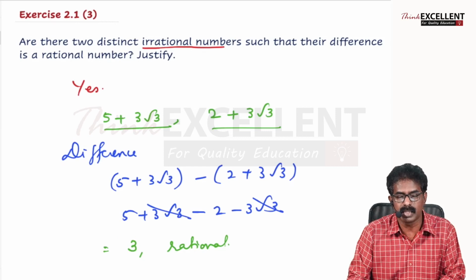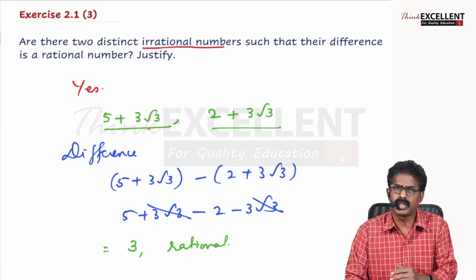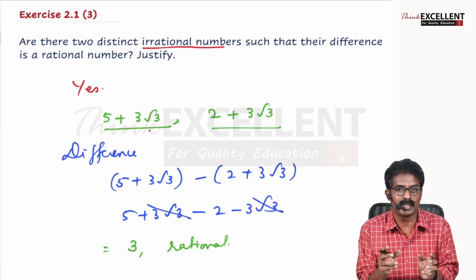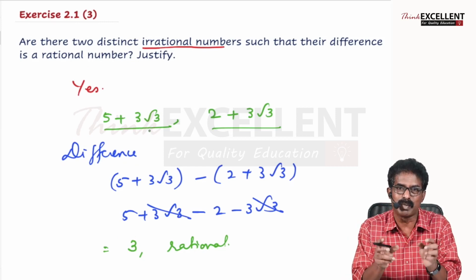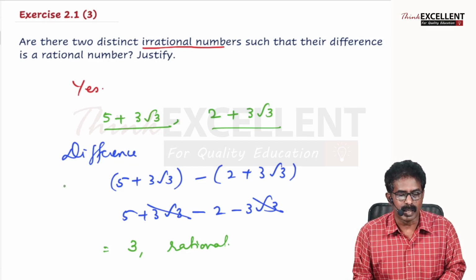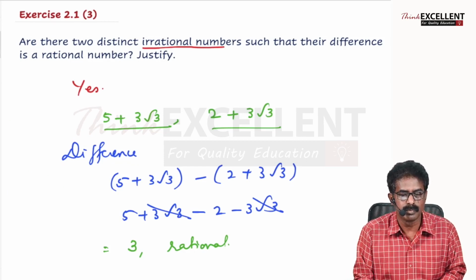So is it possible? Yes, it is possible. Like this, you can give any example. See that the irrational part gets cancelled. When you write it, the irrational part has the same numbers, so when you subtract, that cancels and you will get the real part. Okay, see the next question.